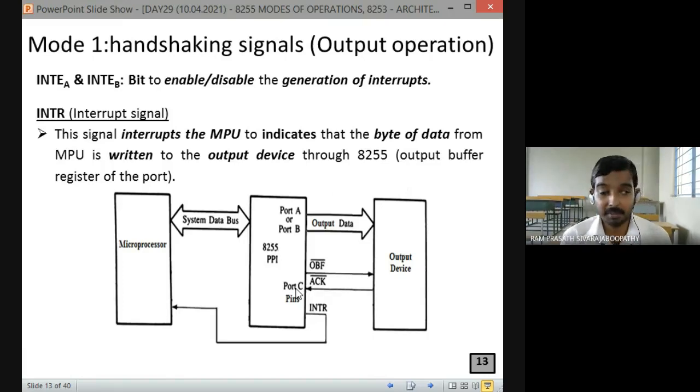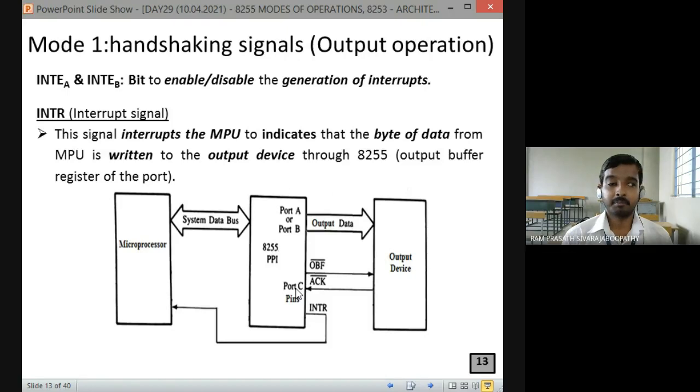Processor is writing some data to 8255. Fine. In turn, 8255 sends a handshaking signal OBF bar to output device. Now the output device is starting reading the data. At that point of time, acknowledgement signal enable aidum. Once it receives the output data, it will pull the acknowledgement signal high. Fine. So the meaning enna? Once a byte of data is received, OBF high aidum, acknowledgement signal high aidum.